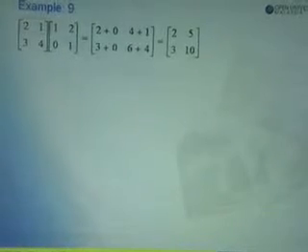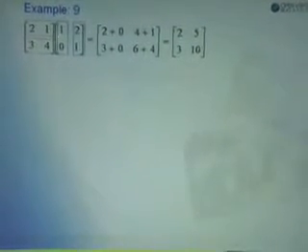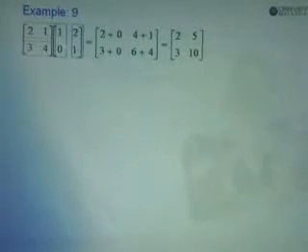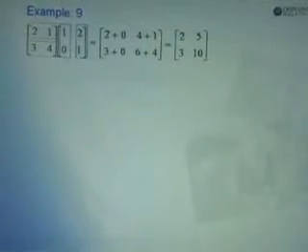Example 9, we are given matrix 2, 1, 3, 4 multiplied by 1, 2, 0, 1. In order to multiply two matrices, what we do is to take all the elements in row 1, which is 2, 1, multiplied by elements in column 1. Alright? So 2 times 1 will give us 2, plus 1 times 0 equals to 0. And the first row times second column. So 2 times 2 equals to 4, plus 1 times 1 equals to 1. So 4 plus 1 equals to 5.